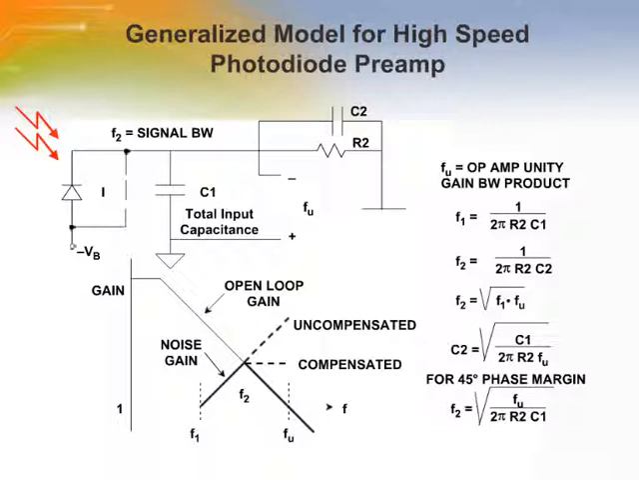Note that the final equation gives f sub 2 in terms of the unity gain bandwidth product of the op-amp, f sub u, the feedback resistor R2, and the total input capacitance C1. The ratio of f sub u to the input capacitance of the op-amp can be used as an effective selection criteria for this type of op-amp. It should be noted that this same second-order system analysis is suitable to other applications, such as an I-to-V converter for a high output impedance source.